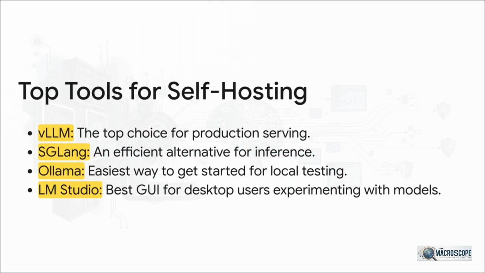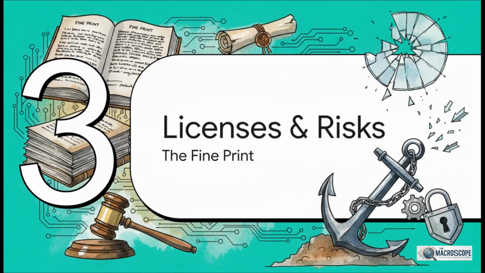Okay, so let's say you've got the hardware sorted. How do you actually get these things running? Well, for top-tier production performance, vLLM is pretty much the go-to choice for serving. If you're looking for another efficient option, SGLang is fantastic. But hey, if you're just dipping your toes in, Ollama makes it so easy to get started with local testing. And for all you folks who prefer a nice graphical interface, LM Studio is the perfect tool for experimenting right on your desktop.